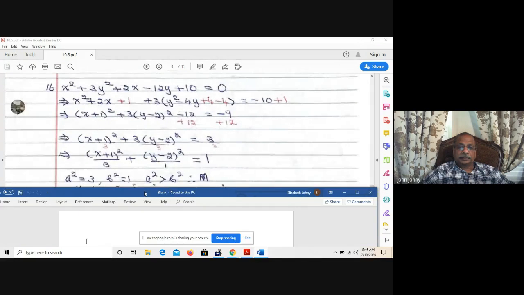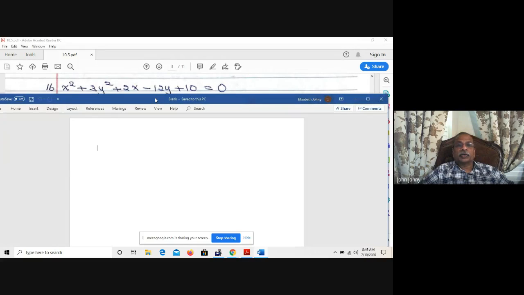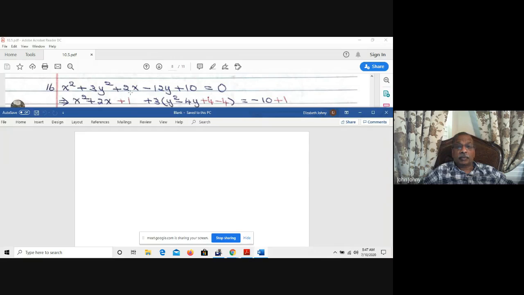Number 16. x² + 3y² + 2x − 12y + 10 = 0. Here x and y both have squares. So you have to keep all the variables on the left side and move the constant to the right side, and write the like variables together. So this is x² + 2x + 3(y² − 4y) = −10. You subtract 10, and then you factor out a 3 from 3y² − 12y, you get 3 times (y² − 4y).